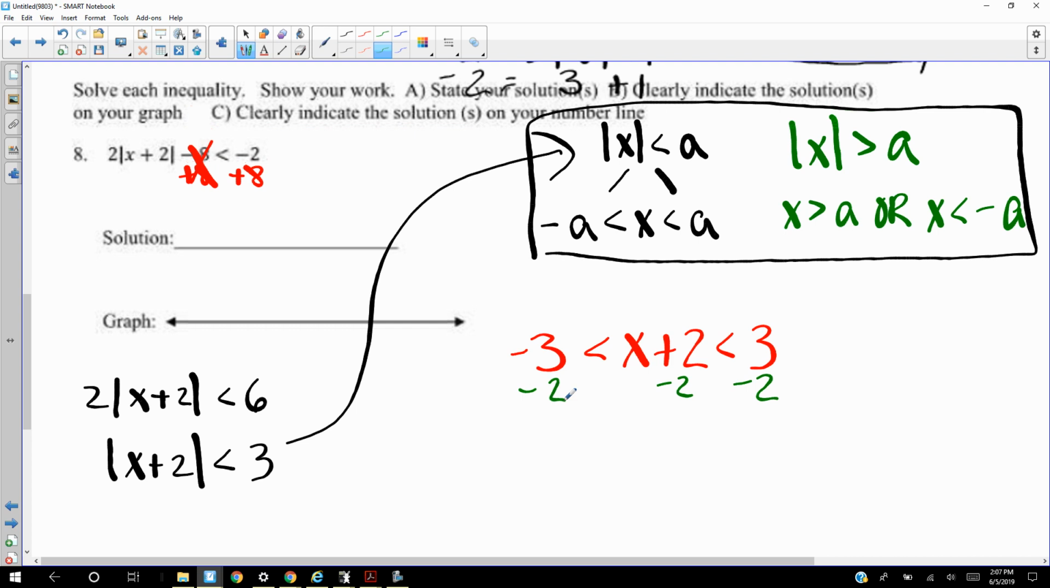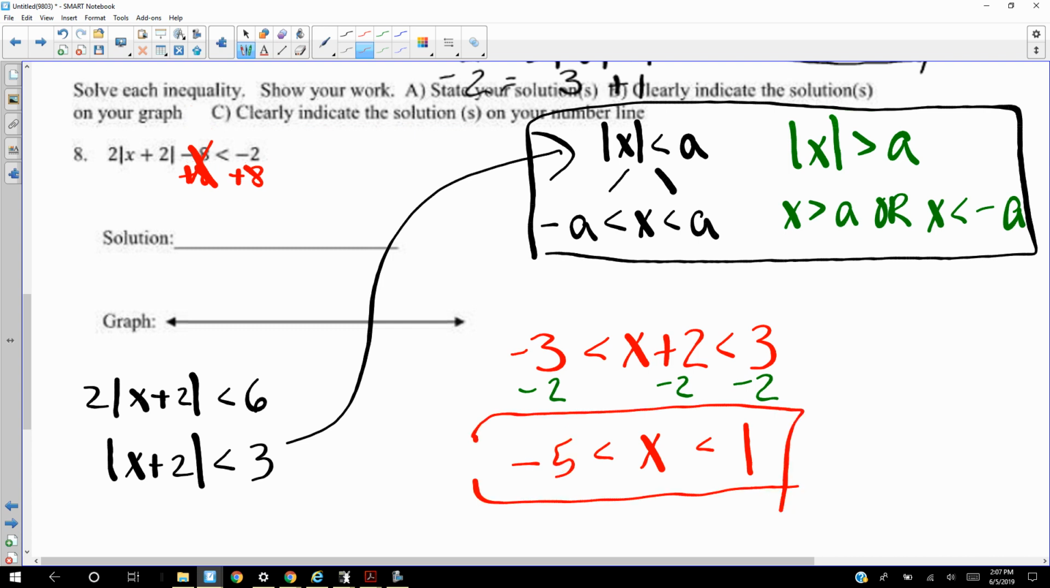Subtract 2 from all 3 sides, and we've got our inequality answer. And then we want to graph this on the number line. These are open dots because it does not have the or equal to symbol. And then we just shade everything in between. If you want to make it a squiggle so it shows up, that's a good idea too.